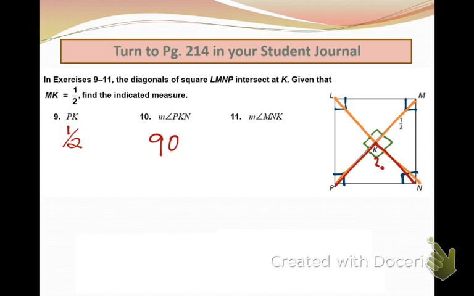And the last is MNK. So where is that? MNK, yes. So, first off, you know the whole angle at N is 90, but the diagonal cuts into angle N. What do you know about the diagonals of a square? They bisect the angles. So, 90 divided by 2 is 45. Because the whole angle is 90, the diagonals of a square and a rhombus bisect. Yeah, they cut every angle in half.